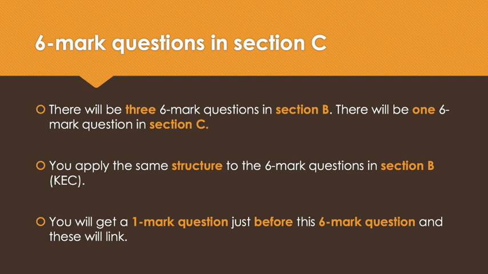We are going to focus on how to answer 6-mark questions in Section C of the exam paper. In your exam, there will be 3 6-mark questions in Section B, and there will be 1 6-mark question in Section C. You should apply the same structure that we learned today to the 6-mark questions in Section B. In Section C, you will also get a 1-mark question just before the 6-mark question, which will link together.